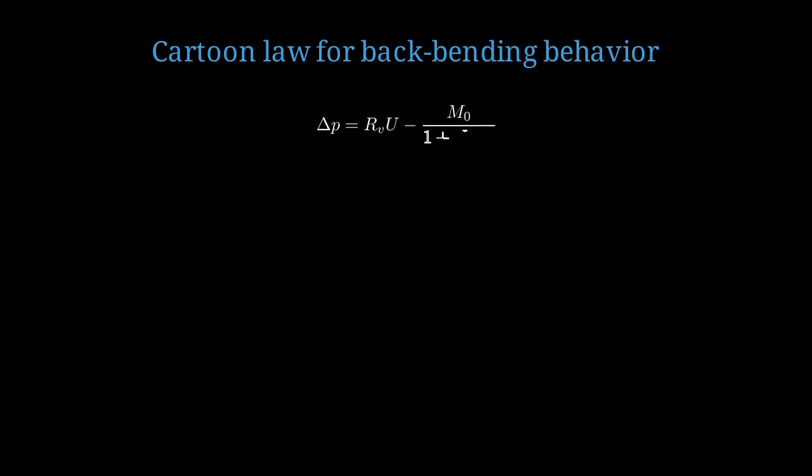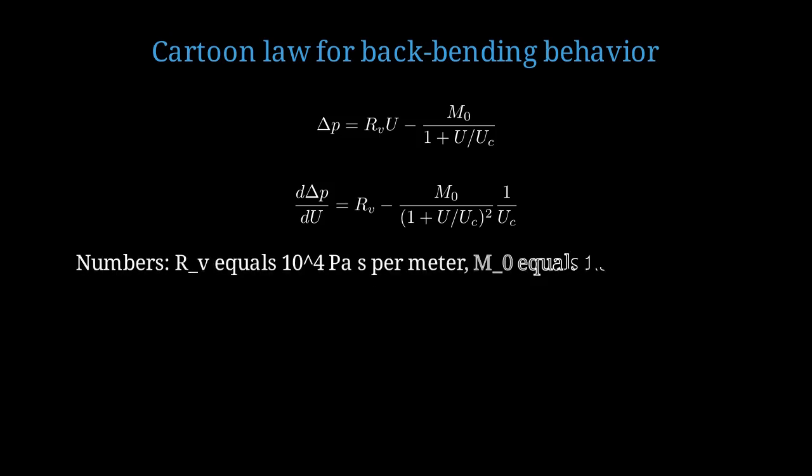Pressure equals viscous resistance times velocity minus a Marangoni assist term that decreases as velocity increases. Taking the derivative gives the slope, which is viscous resistance, minus a negative term that can dominate. Using realistic numbers, viscous resistance 10^4 pascal seconds per meter, Marangoni assist 1.5 times 10^4 pascals. Critical velocity is 5 millimeters per second.